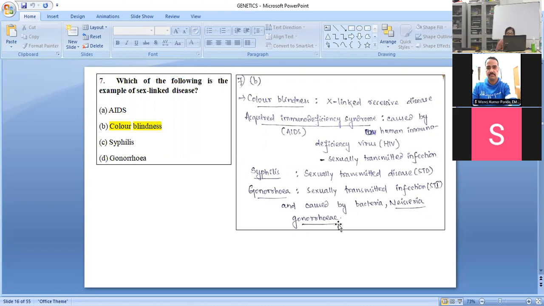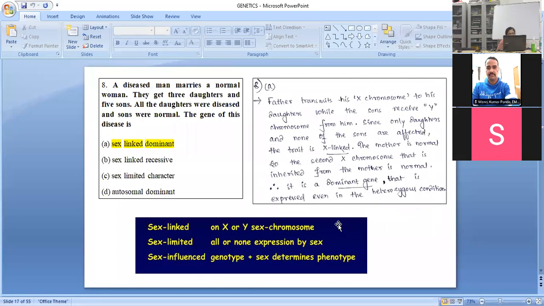AIDS, we know that it's acquired immunodeficiency syndrome and caused by the human immunodeficiency virus, which is HIV, sexually transmitted. Similarly, syphilis and gonorrhea, these are also sexually transmitted diseases. So whenever we have four options, we must go on eliminating the wrong ones and arrive at the right one. That should be the technique the student should learn for appearing in any of the entrances or examinations that are conducted with MCQs.